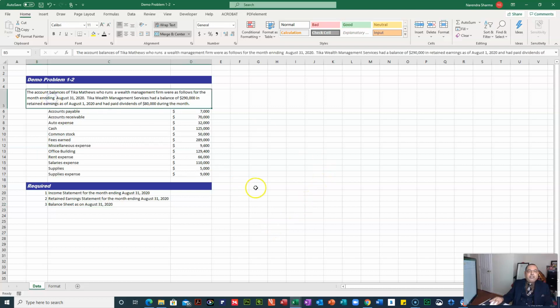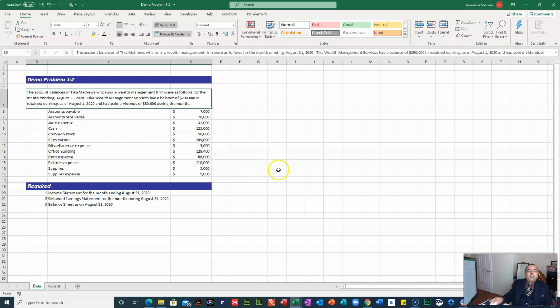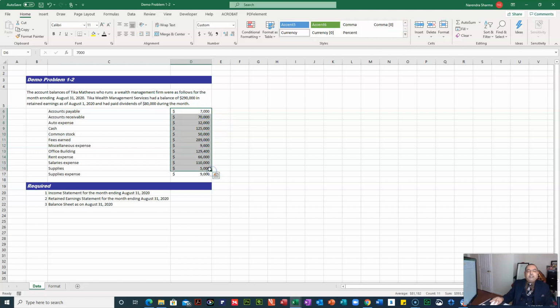Now, the problem reads as follows: the account balances of Tika Matthews, who runs a wealth management firm, are as follows for the month ending August 31st, 2020. Tika Wealth Management Services had a balance of 290,000 in retained earnings as of August 1st, 2020, and had paid dividends of 80,000 during the month. So these are two pertinent pieces of information required to prepare the retained earnings statement. And the rest of the information is given to you in alphabetical order.